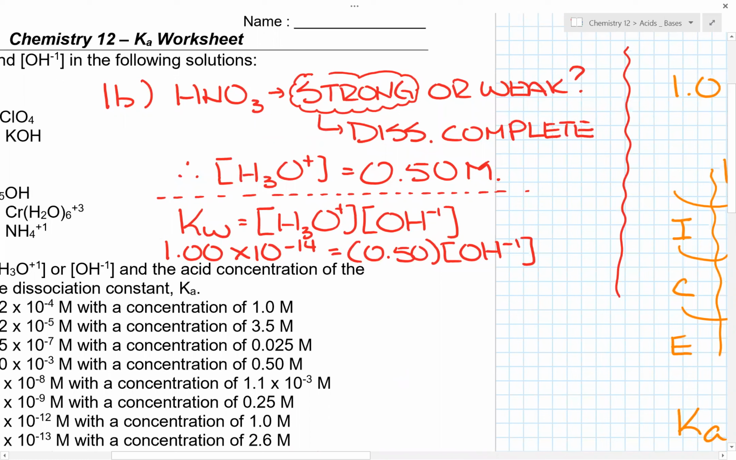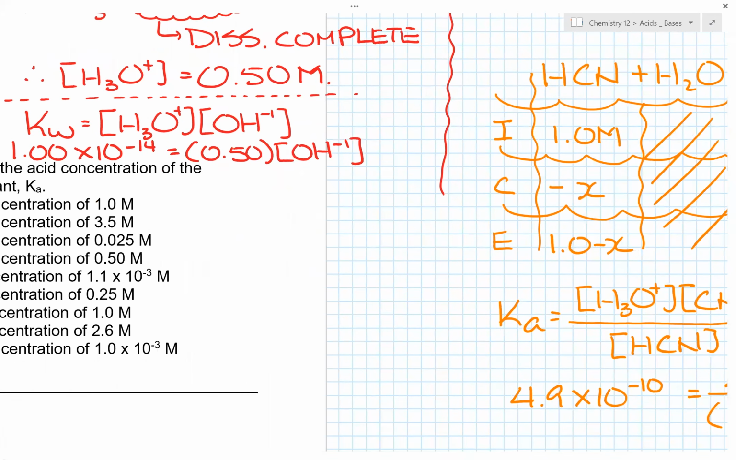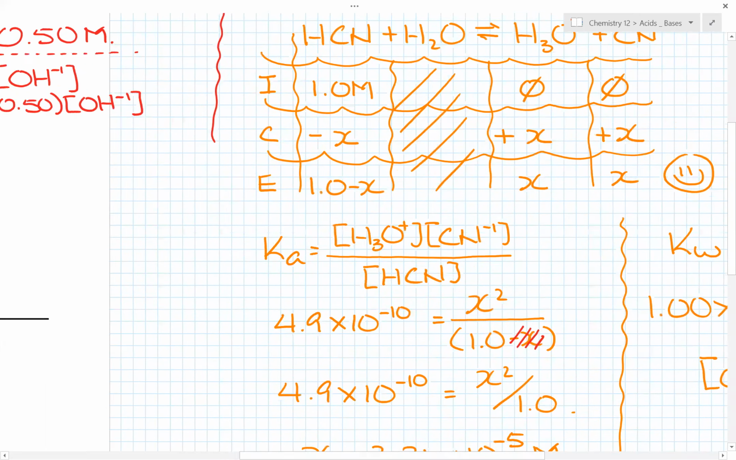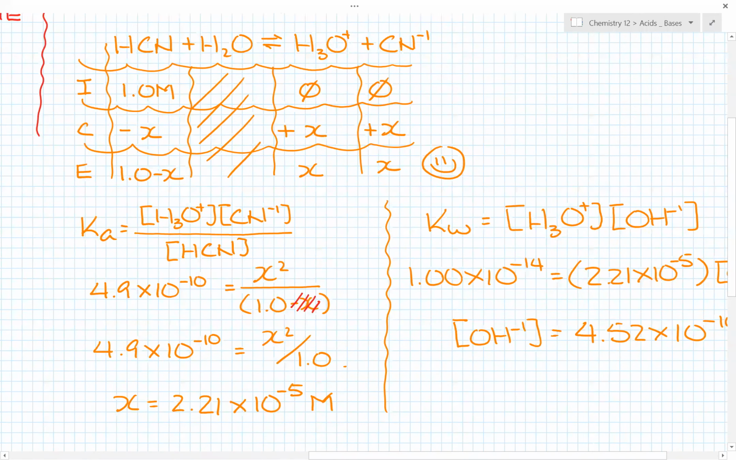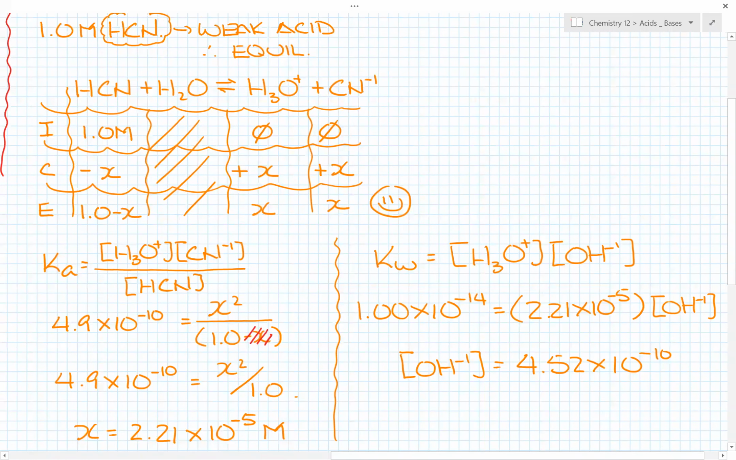The only difference was the first question seemed easier because we did not have to use ice tables to find H3O plus. Because the first question, 1b, was basically a strong acid, it dissociated completely. It was easy to figure out the H3O plus. For a weak acid like HCN, it was actually a little bit more involved. But the whole idea is exactly the same. You're still trying to find the H3O plus. Okay?